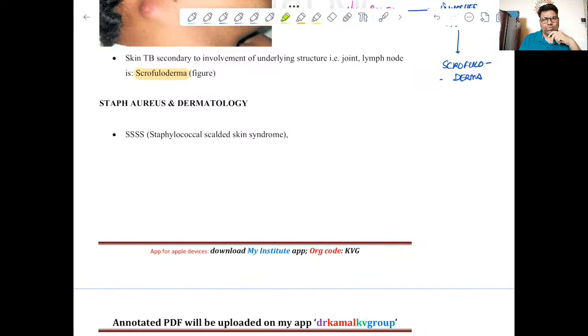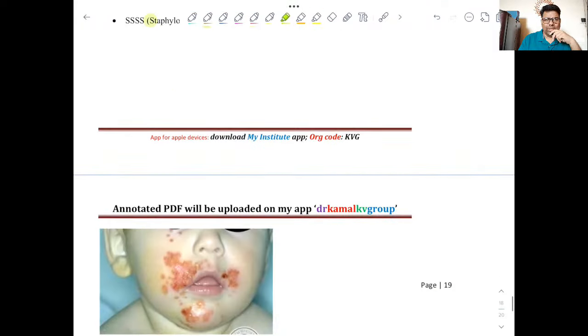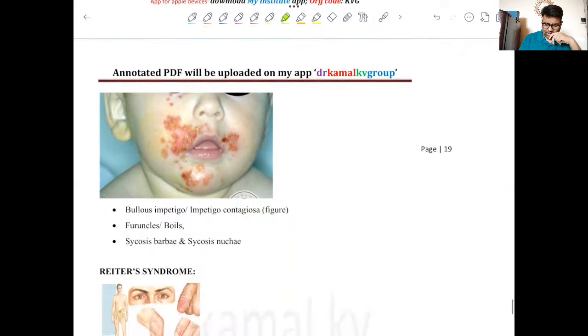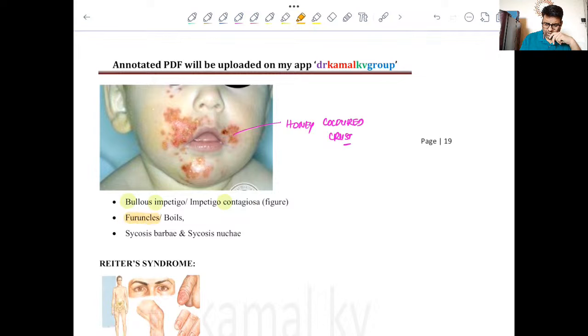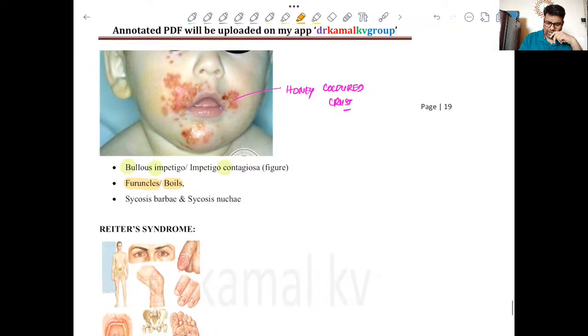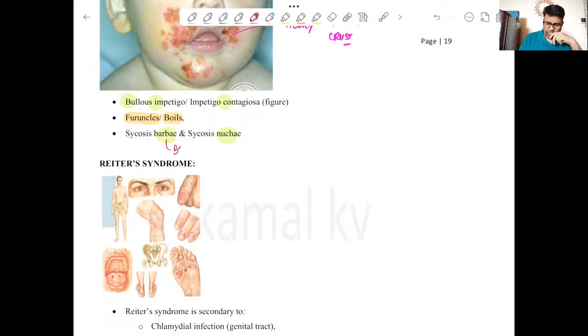Then Staph aureus can lead to many conditions in skin. One is of course staphylococcal scalded skin syndrome, right? And scald means skin injuries because of hot fluids. Then bullous impetigo or impetigo contagiosa, where you can classically see honey colored crust, classical presentation. Then there is furuncle or boils, which is involvement of hair follicles. Then there can be sycosis barbae or sycosis, especially involving the beard area.